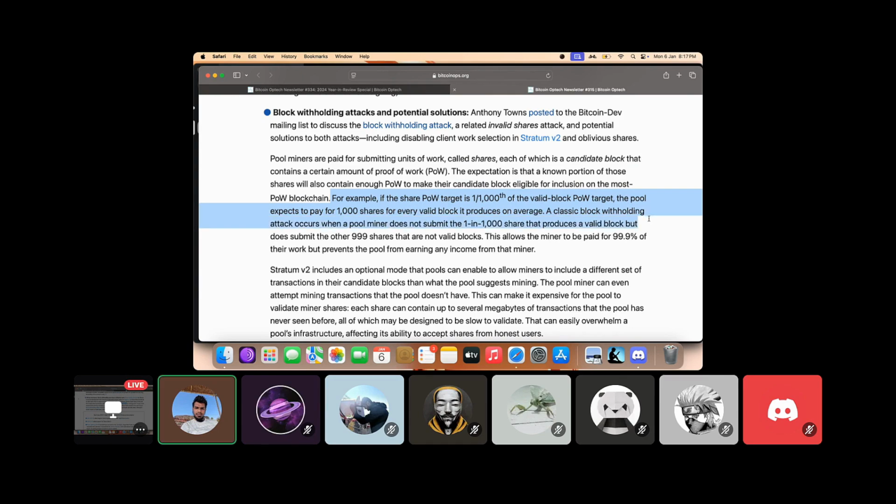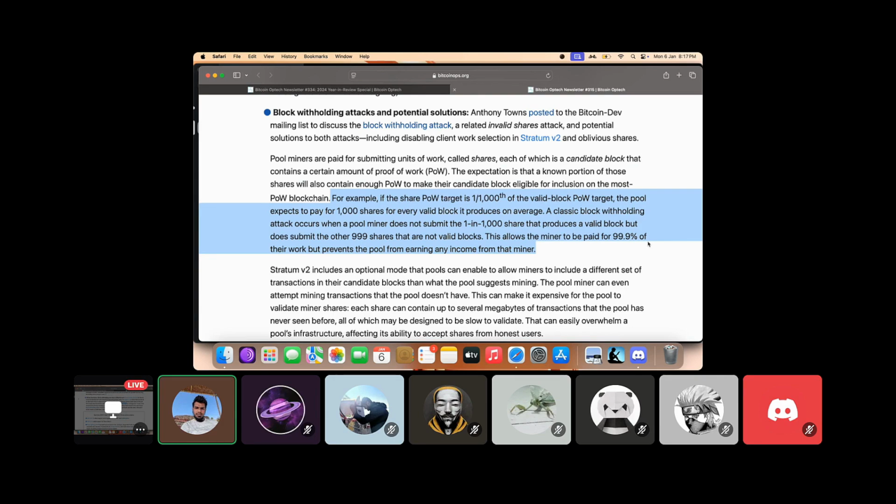A classic block withholding attack occurs when a pool miner does not submit the 1 in 1,000 share that produces the valid block, but does submit the other 999 shares that are not valid blocks. This allows the miner to be paid for 99.9% of their work, but prevents the pool from earning any income from that miner.